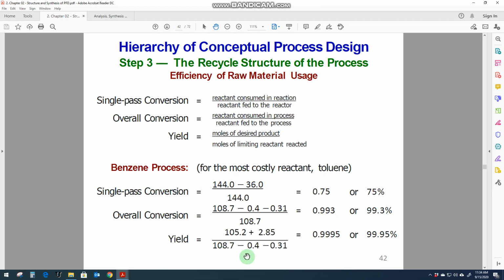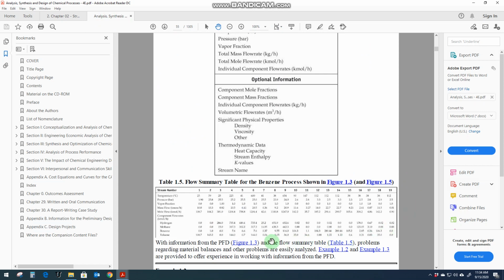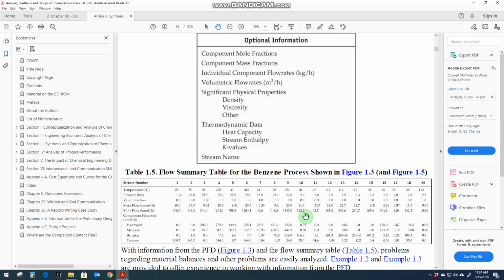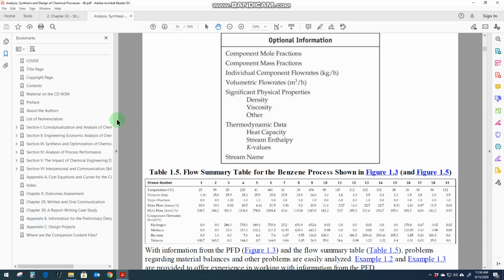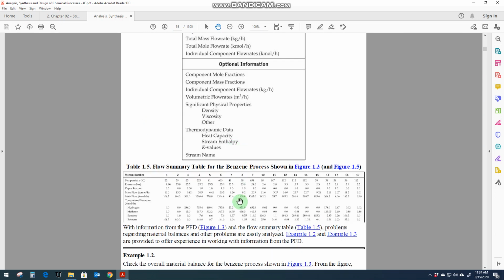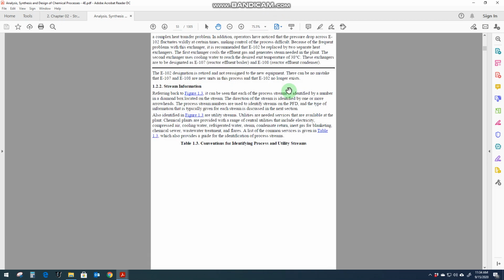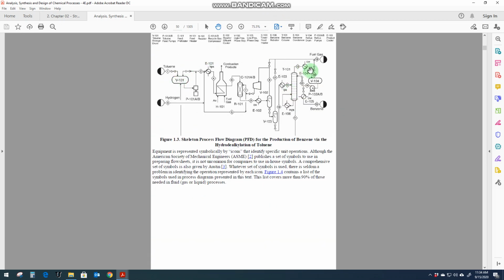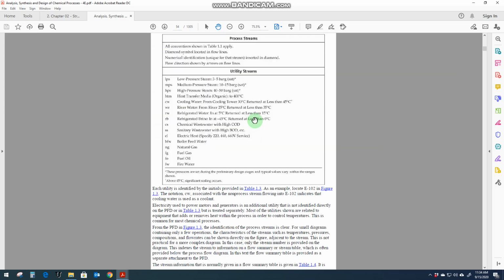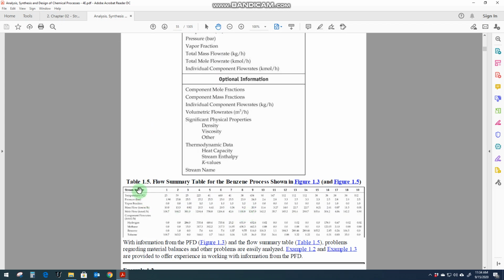stream information of the HDA process, which is given on page 14 of your book. So let's see this one. On page 14, you will see this table here, which is actually connected with the HDA process flow diagram in the same book. Okay, so this one is the process flow diagram, and the stream numbers are here, and according to these stream numbers you can see the information for the mass flow rates here in Table 1.5.